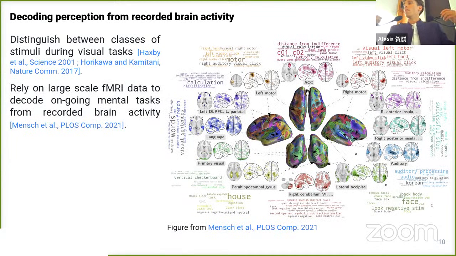Again, major effort has been put to try and map the whole brain as a whole. So we can cite the work of Arthur Mensch and colleagues who trained decoders on the whole brain. And so given a map of the brain, they would try and deduce what the person is doing, but from a general perspective, what task they're performing at the moment.